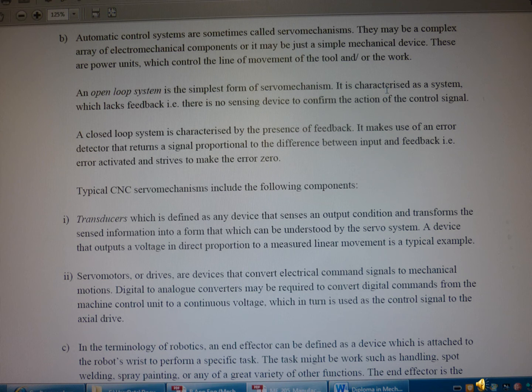In the terminology of robotics, an end effector can be defined as a device which is attached to the robot to perform a specific task.